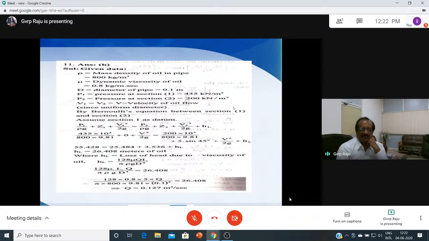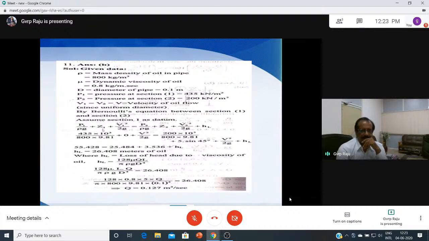So apply Bernoulli's equation between section 1 and 2. You can take P1 by w plus Z1 plus V1 square by 2g equals P2 by w plus Z2 plus V2 square by 2g, plus losses here. P1 he has given as 435 kilonewton, so 435 into 10 power 3 newton per meter square, and w is rho g, 800 into 9.81. The velocity V1 is equal to V2, so we can cancel V1 and V2 here.